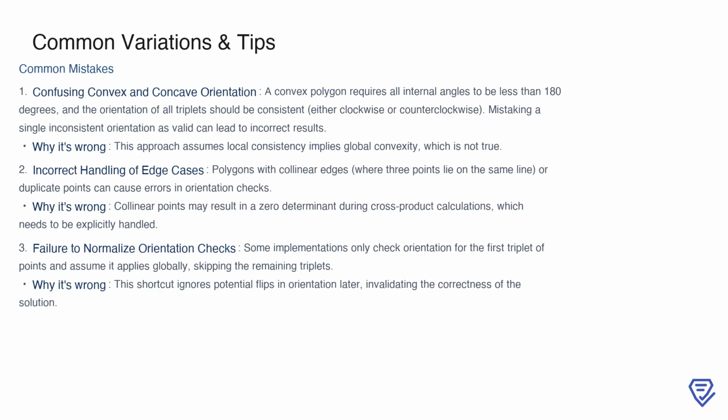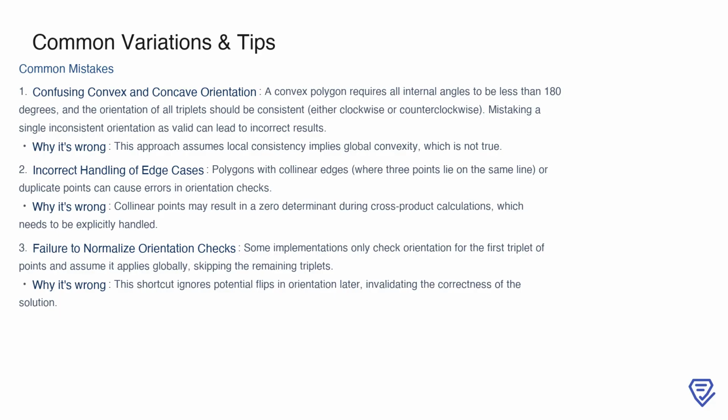When working with convex polygons, there are a few common mistakes to watch out for. First, confusing convex and concave orientation is a frequent error. Remember, for a polygon to be convex, all its internal angles must be less than 180 degrees, and the orientation of all triplets of points should be consistent, either all clockwise or all counterclockwise. A single inconsistent triplet does not guarantee convexity, and assuming local consistency implies global convexity can lead to incorrect results.